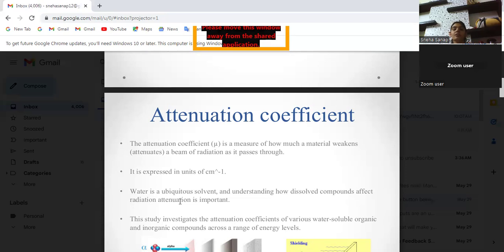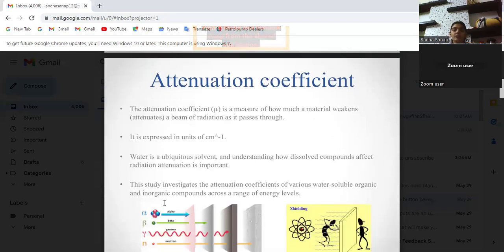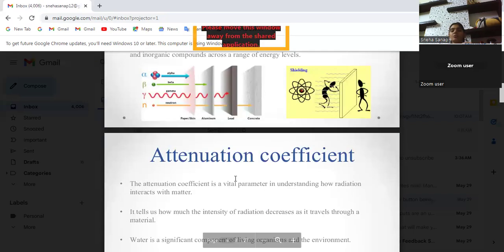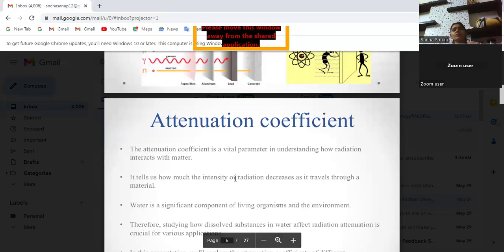Water is a universal solvent, and it is important to understand how dissolved compounds affect radiation attenuation. This study investigates the attenuation coefficients of various water soluble organic and inorganic compounds across a range of energy levels. So basically, we know where we use the attenuation coefficient.